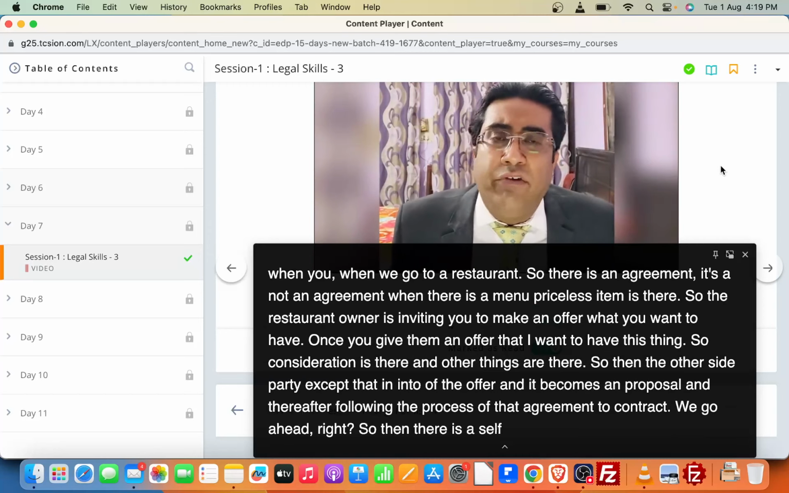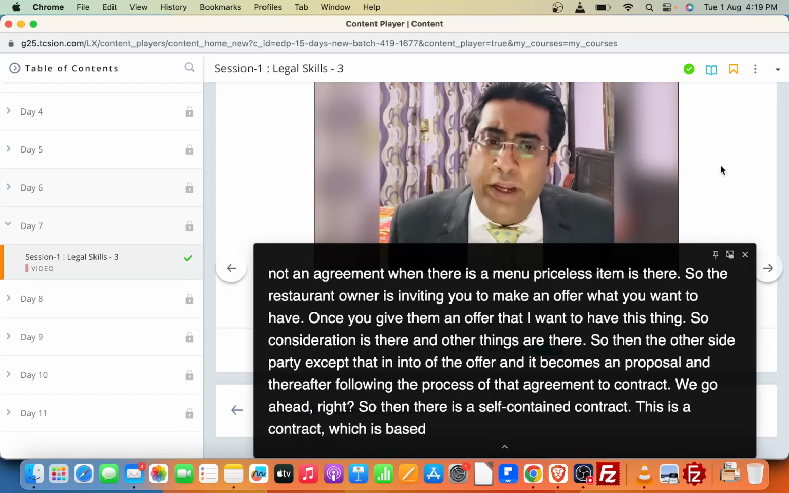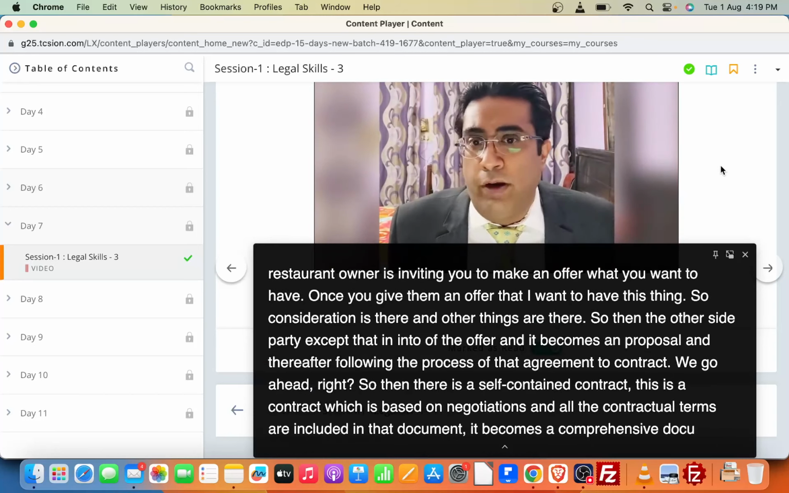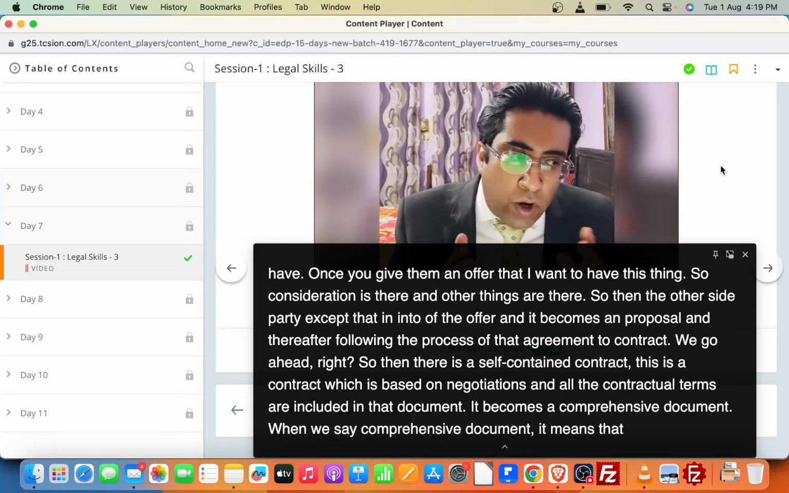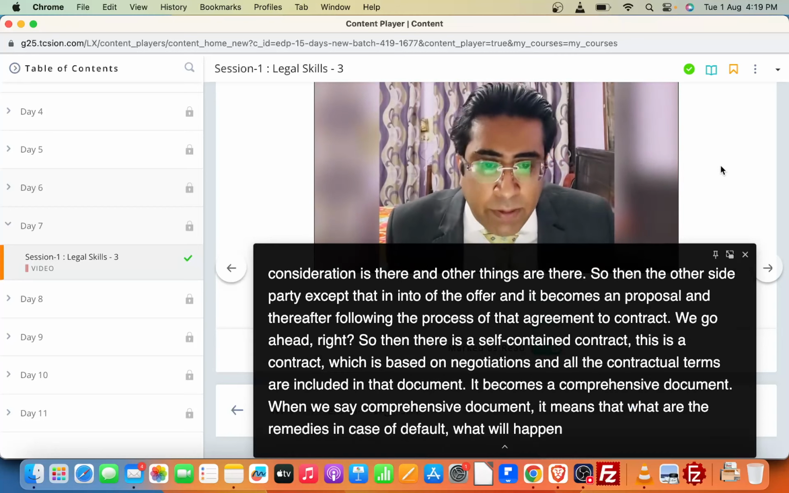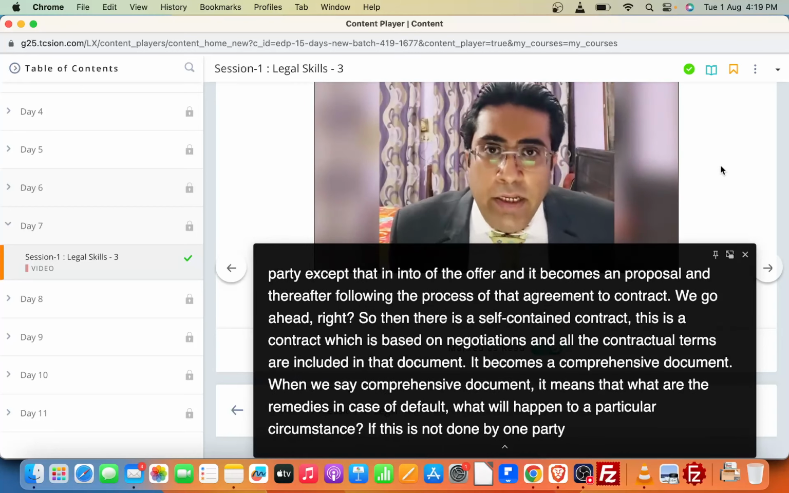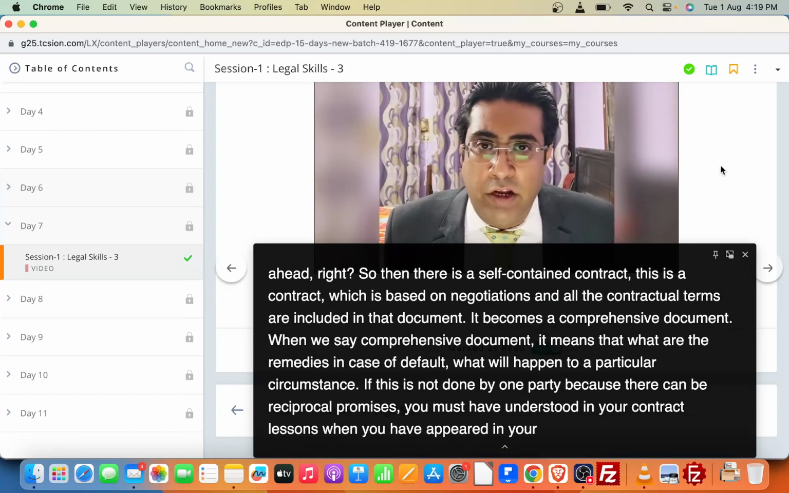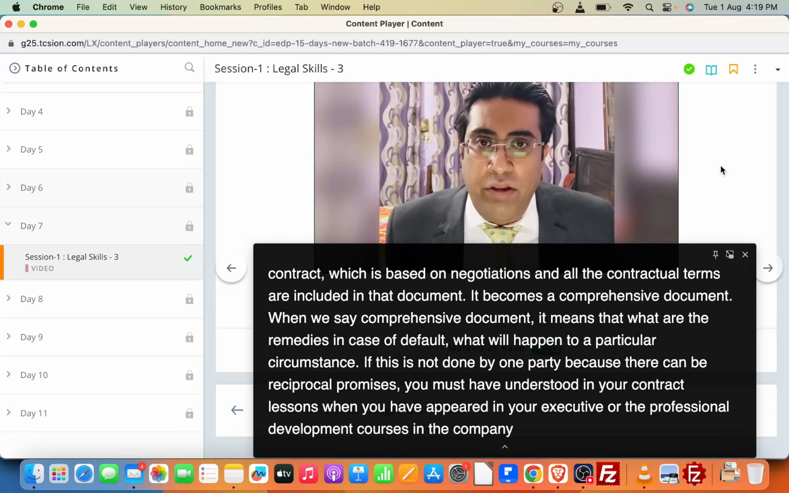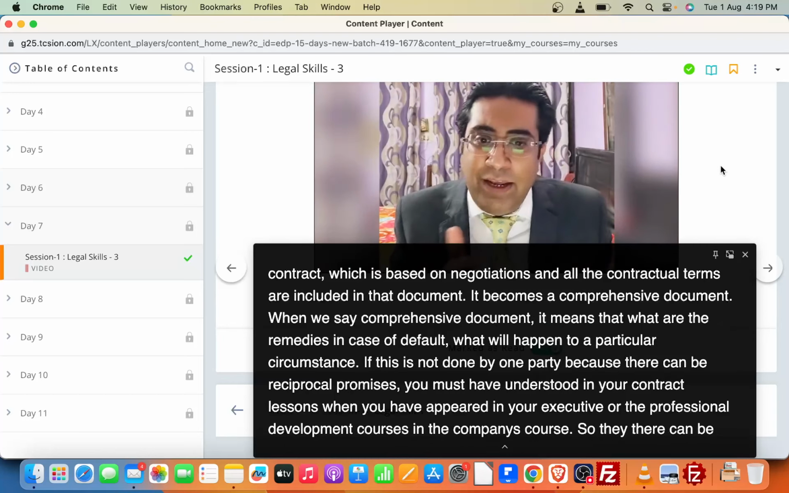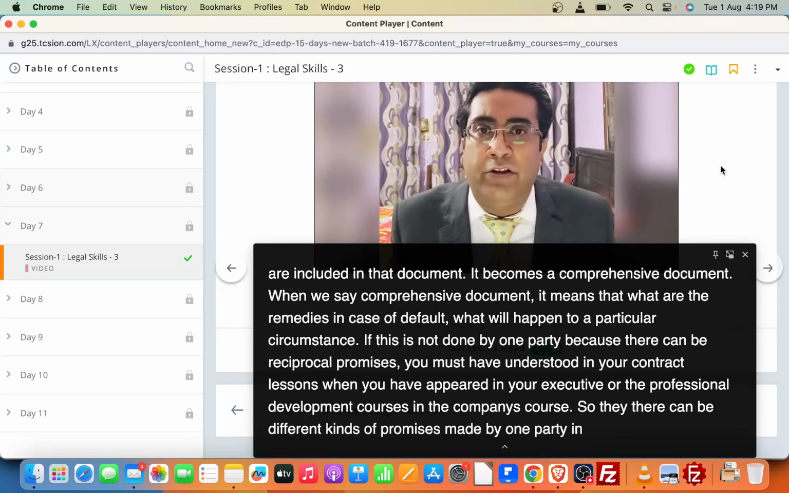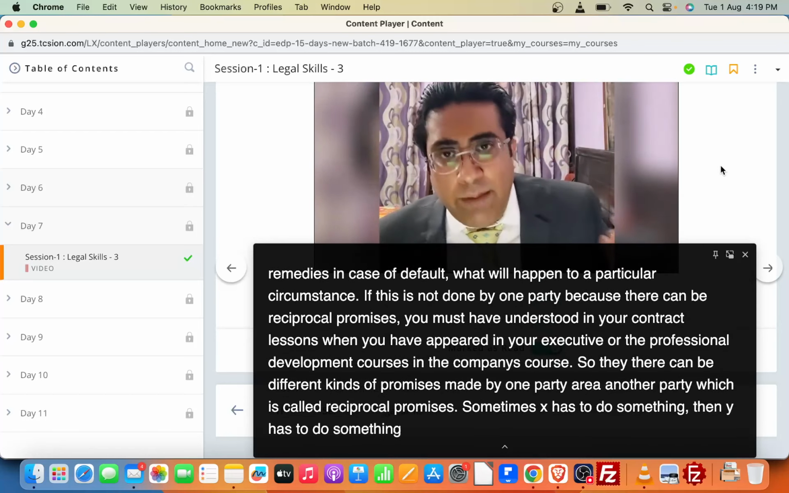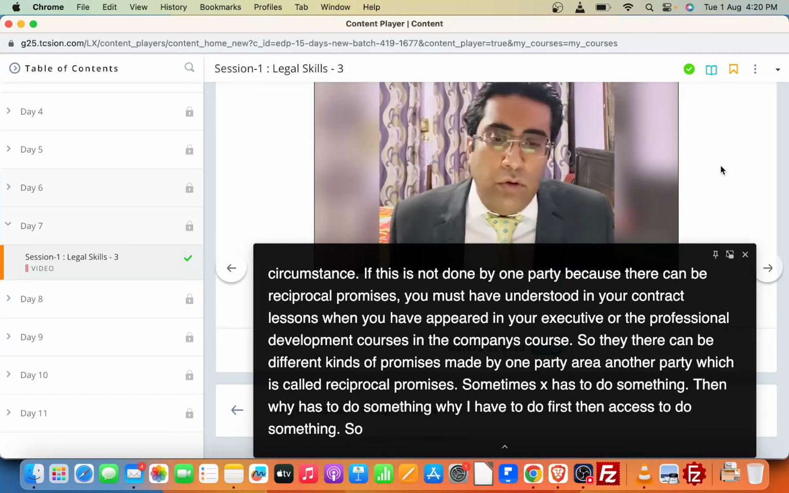So then there is a self-contained contract. This is a contract based on negotiations, and all the contractual terms are included in that document. It becomes a comprehensive document. When we say comprehensive document, it means it covers the remedies in case of default and what will happen in a particular circumstance if something is not done by one party, because there can be reciprocal promises. You must have understood this in your contract lessons in your executive or professional development courses in the company secretary's course. There can be different kinds of promises made by one party and another, which are called reciprocal promises. Sometimes X has to do something, then Y has to do something. Sometimes Y has to do first, then X. These are called reciprocal promises.